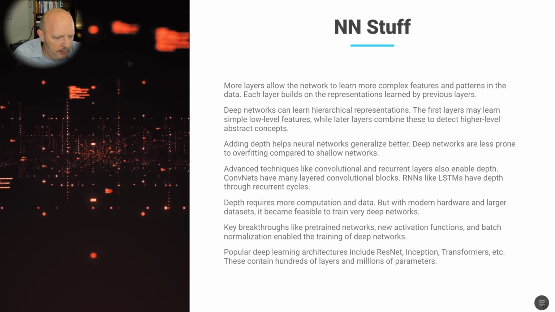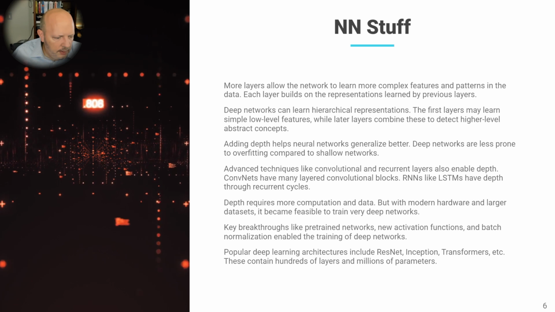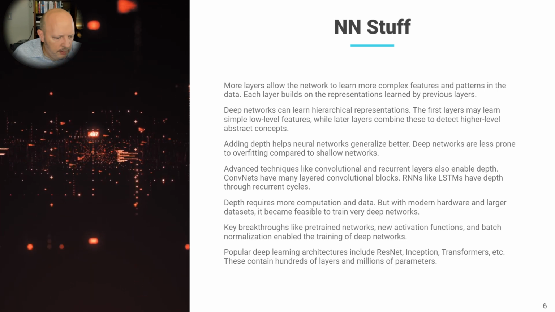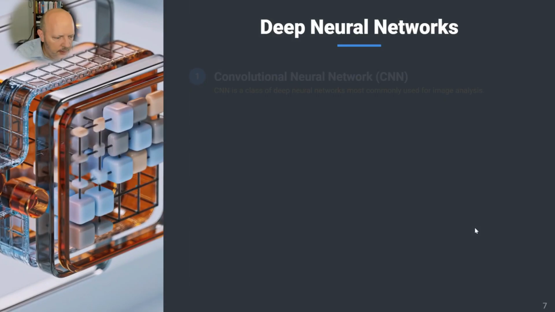Okay, well, key breakthroughs: pre-trained networks. We're not going to go into a lot of transfer learning or maybe some pre-trained networks like ResNet and other things, but new activation sets, batch normalization. I think it's ResNet, so let's not worry about that.